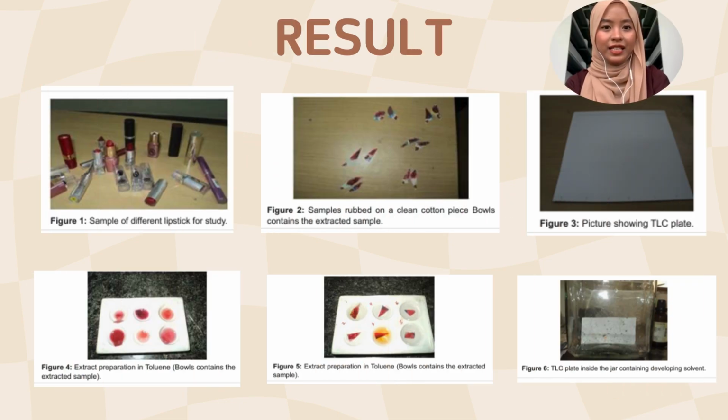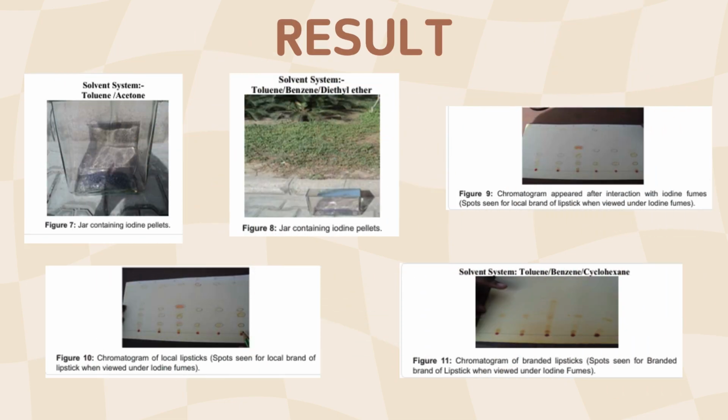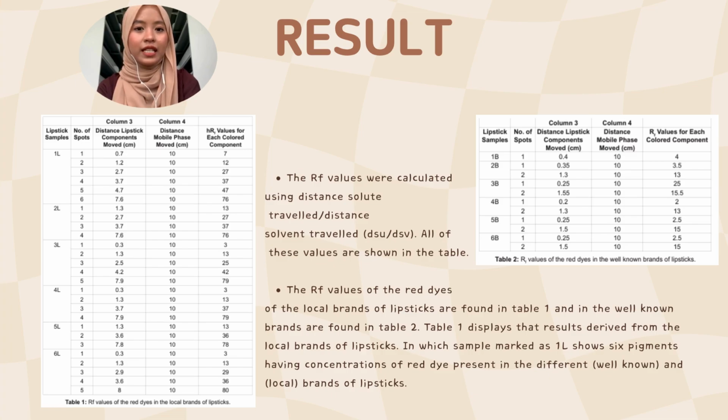Here is the result. The RF values were calculated using distance solute travel divided by distance solvent travel, DSU divided by DSV. All of these values are shown in the table. The RF values of the red dyes of the local brands of lipsticks are found in table 1 and in the well-known brands are found in table 2.